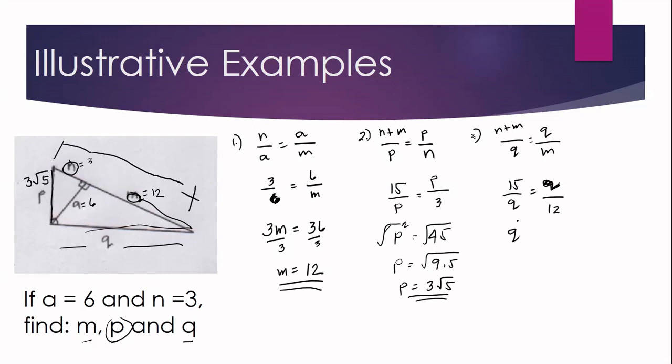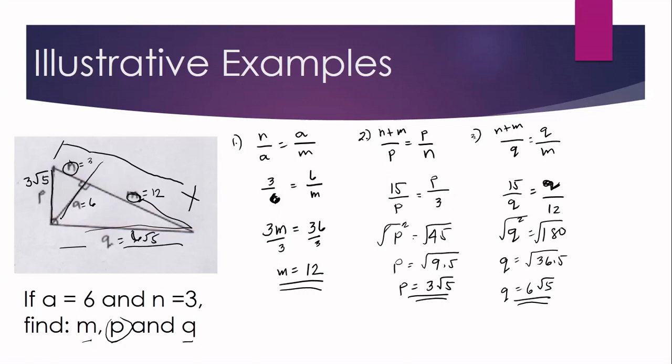Cross multiplication, we have Q squared equals 15 times 12, that is equal to? Yes, it is equal to 180. We are going to get the square root. So Q is equal to the square root of 180. What are the correct factors? Yes, that is 36 times 5. And the square root of 36 is 6. So we have 6 square root of 5. So this is 6 square root of 5.